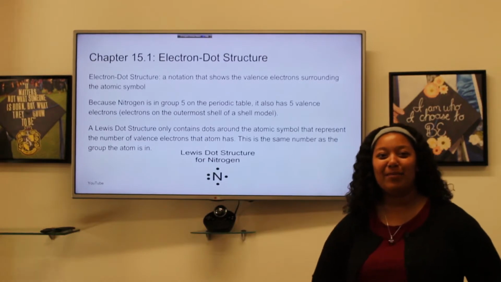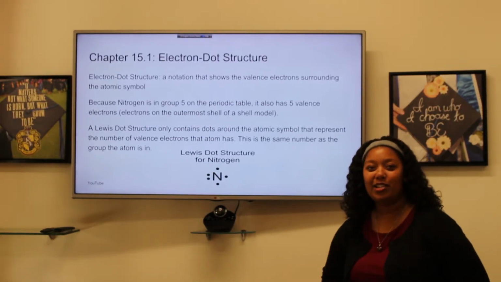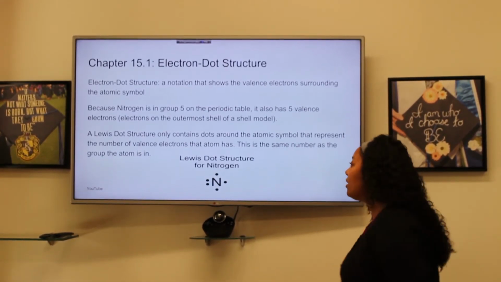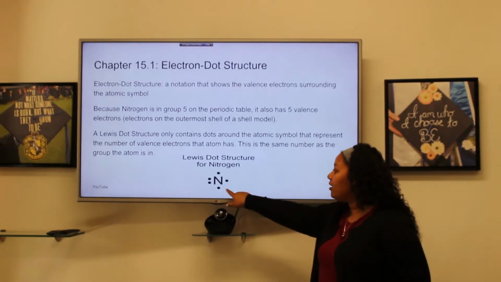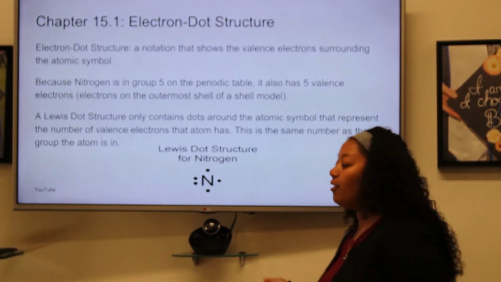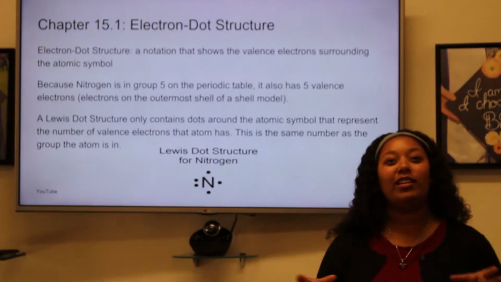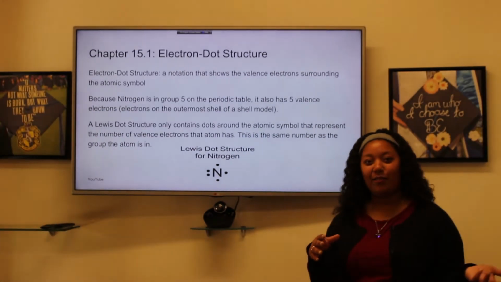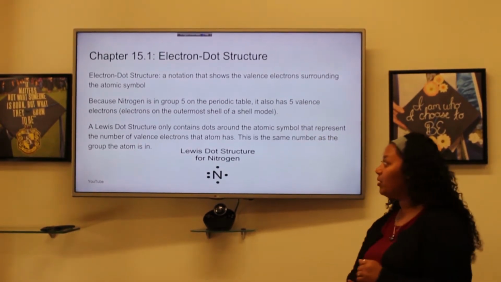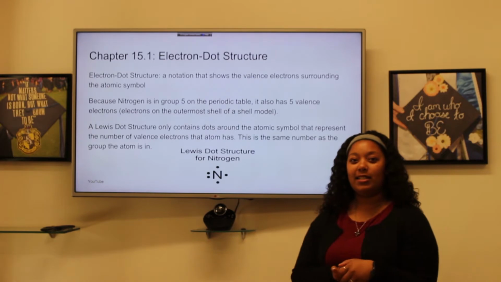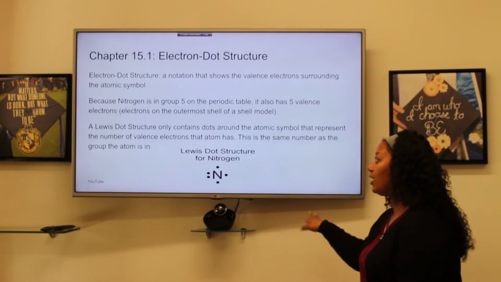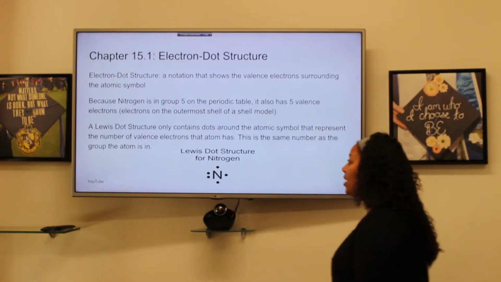So like I said, I'll be talking about the electron dot structure, and that's simply a notation that shows the electrons surrounding the atomic symbol. So for example, here for nitrogen, surrounding it are the dots that are the valence electrons, which can also be found on the outermost shell when looking at a shell model, which we'll go over further in the presentation. Because nitrogen is in group 5 on the periodic table, it also has 5 valence electrons. So that's a simple way, when looking at the periodic table, to tell how many valence electrons the atom or atomic symbol will have.